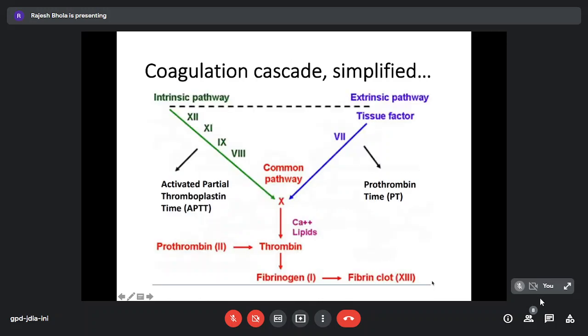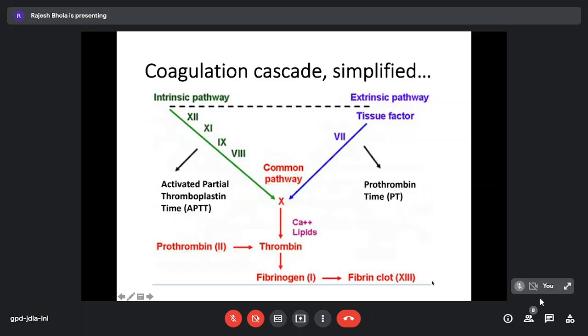But why are these pathways important? Because these pathways actually reflect the in vitro testing. In vitro, how do we test coagulation? By doing PT testing and APTT testing. If you think of the intrinsic pathway, which involves factor 12, factor 11, 9, 8, and the common pathway like factor 5, 10, thrombin, and fibrinogen, these pathways are governed by the activated partial thromboplastin time testing, APTT.